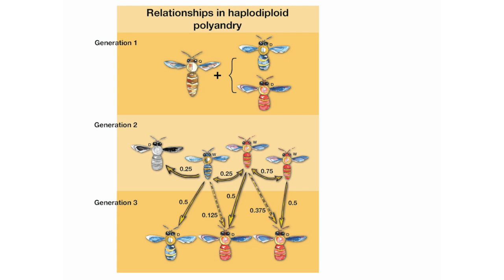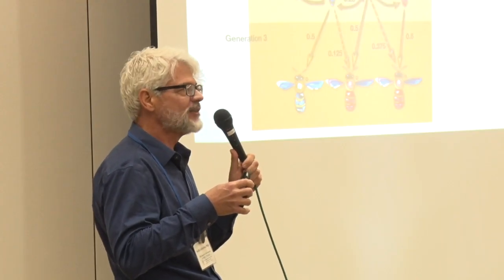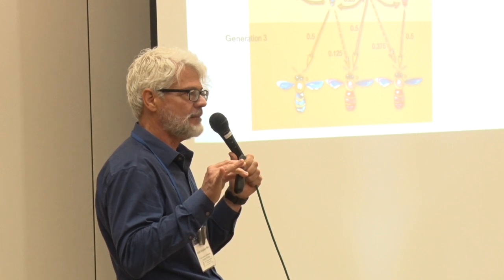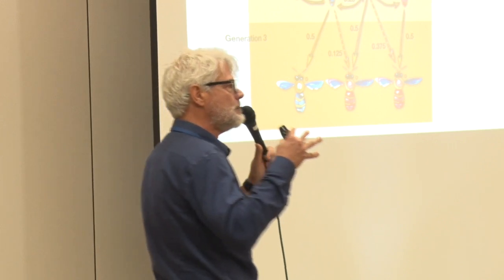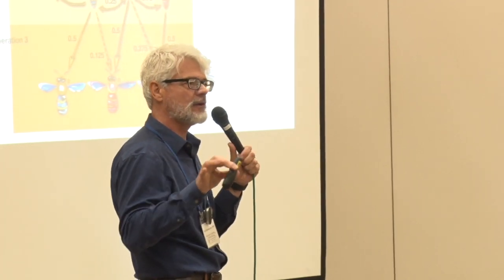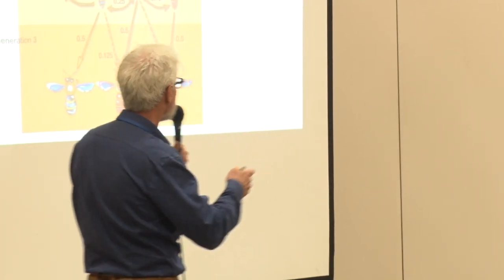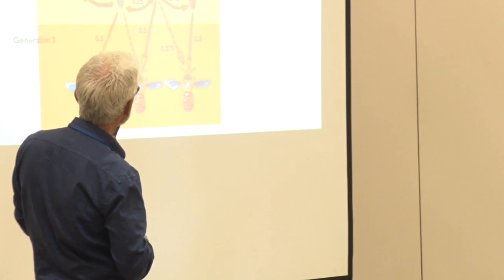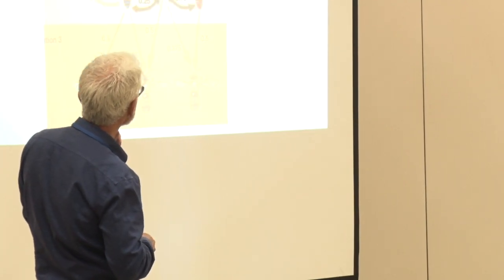And just to keep things simple, I've got one female, but this time she's mated to two males. In reality, they mate with anywhere from 10 to 20. And so what this means is we now have in the colony, it's messy. The paternity has suddenly gotten messy, because we now have multiple patrilines in the same colony, different daughters from different fathers living under the same roof. This has consequences, as you can imagine.